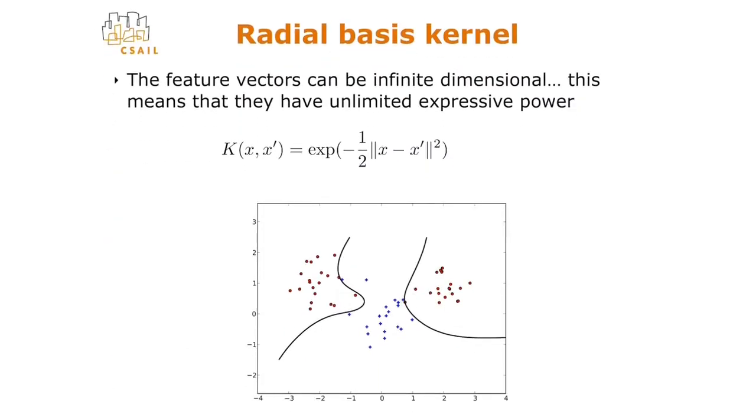And indeed, that is what happens. The more difficult the task, it may take a little more iteration before this kernel perceptron with the radial basis kernel finds that separating solution, but it always will.